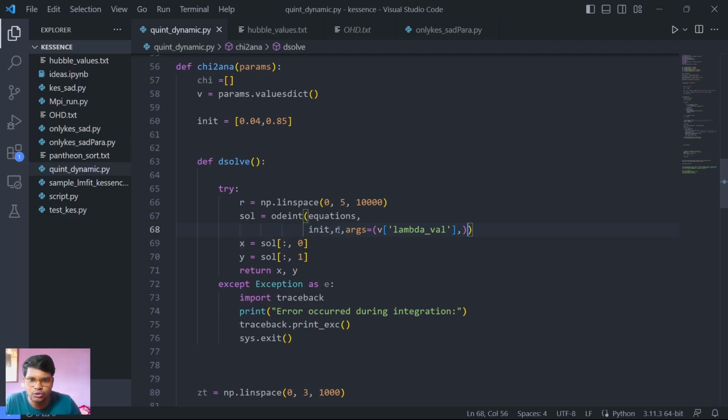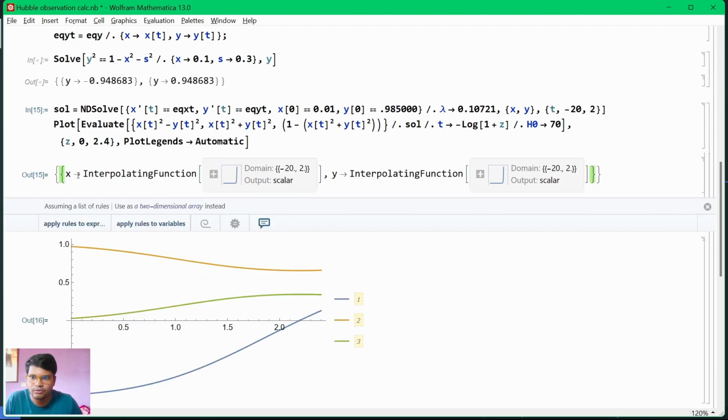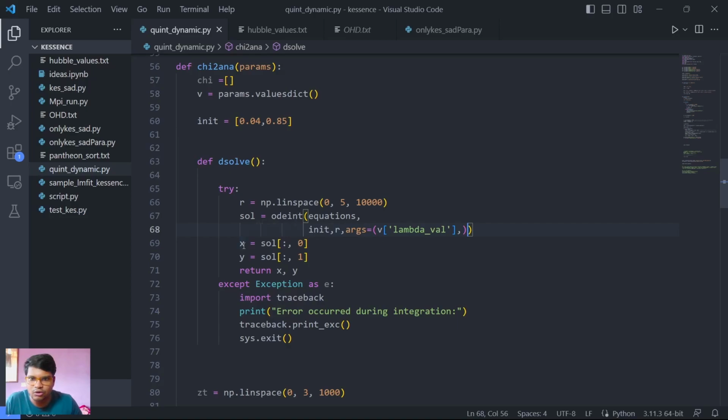Now I am inserting my x solutions from this solution, because the solution has x and y, and it will give you a bunch of solutions. For example, when you solve this NDSolve, one column gives me the x solution and the other column gives the y solution. So this says x is equal to the solution in this way: the 0th column gives you the x result, and the 1st column gives you the y result.